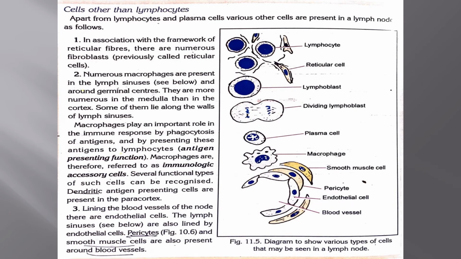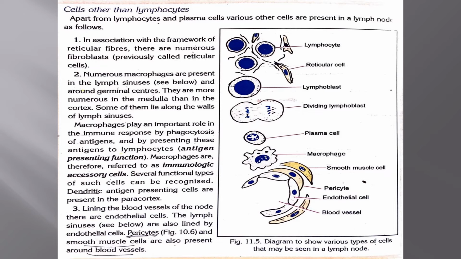Cells other than lymphocytes that are present in the lymph node are reticular fibers. They are numerous in number and they form the fibroblast. The numerous macrophages are present in the lymph node sinuses and around germinal centers. They are more numerous in the medulla than in the cortex. Some of them lie along the wall of the lymph sinus.